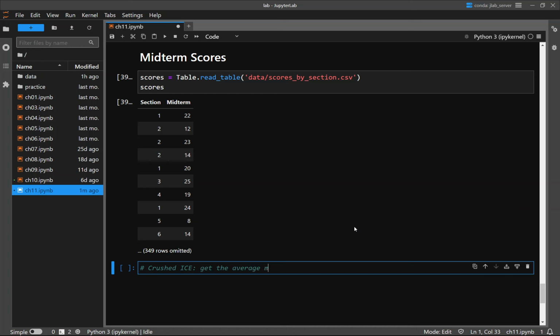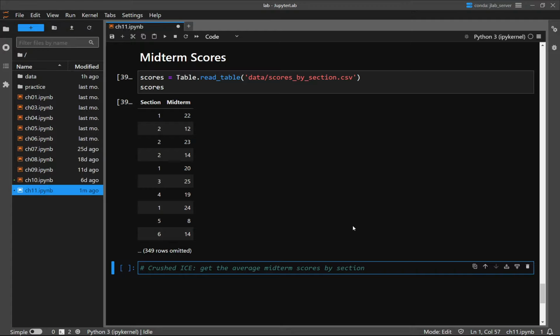Get the average midterm scores by section. That will be a table operation. Can you remember which one? So see if you can try that. And then we'll see how bad section number 3 was, because apparently, as the professor, if I saw the section 3 scores, I'd think, oh, it looks a little low compared to everybody else, maybe it's the TA's fault.